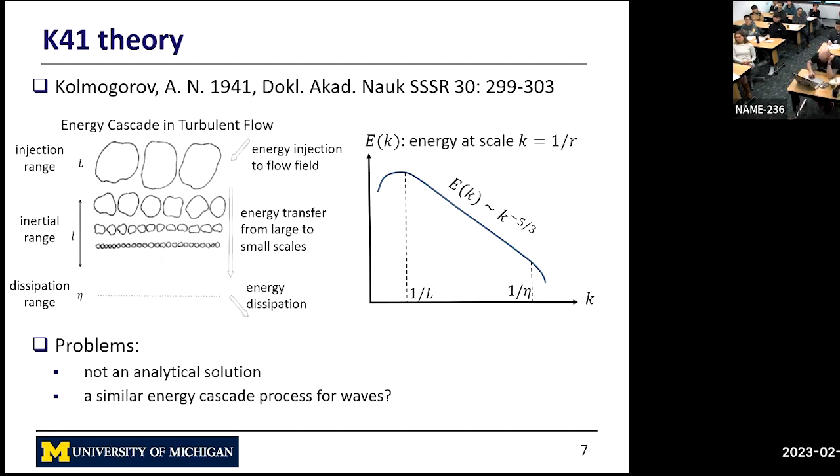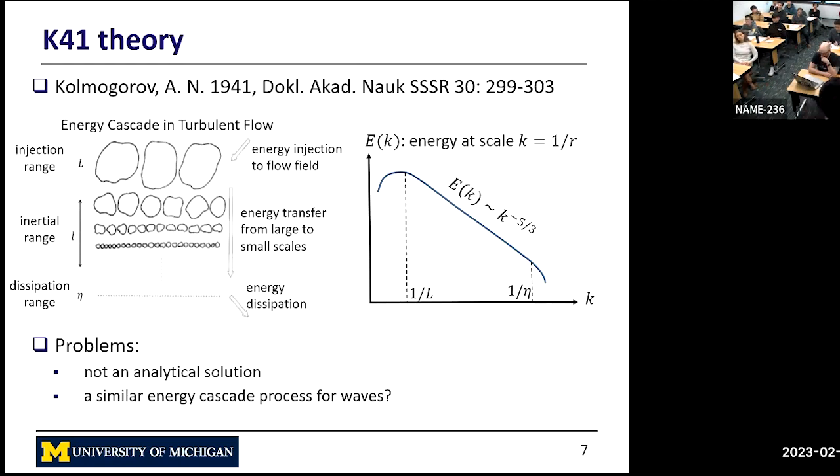But the problem is that Kolmogorov's theory is not an analytical solution, meaning that he got this solution purely from a dimensional argument. There's no advanced mathematical theory behind this, and we want to do a little bit better than this. And this is essentially an energy cascade about vortices. But for a wave field, vortices are not the major components. So the question is whether we have a similar cascade process for waves.